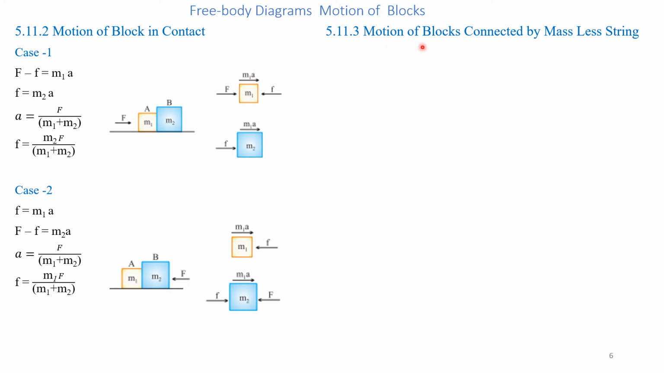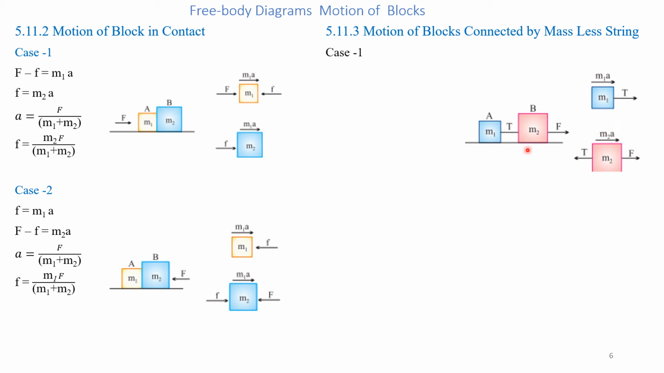Then the next case is motion of blocks connected by a massless string. In the previous case, A and B were touching one another, but in this 5.11.3, the blocks are connected using a string. Please see the diagram here. Block A is connected to block B through a massless string. So it has a tension T and force F is applied in this direction, left to right. The free body diagram of A is shown here and the free body diagram of B is shown here. So we will write the equation.